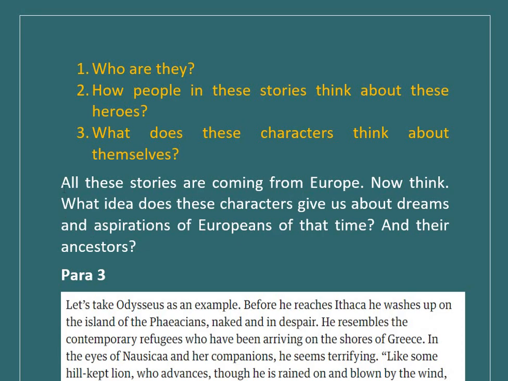See, all these stories are coming from Europe. Now think, what idea do these characters give us about the dreams and aspirations of Europeans of that time and their ancestors? So Amanda is trying to say that if you analyze the characters in these famous works, you will be able to understand the dreams and aspirations of Europeans at that time. These characters represent what Europe was at that time, and it can be seen that these characters are even relevant today. That is the reason why these stories are still being told, and films are being made about these characters.